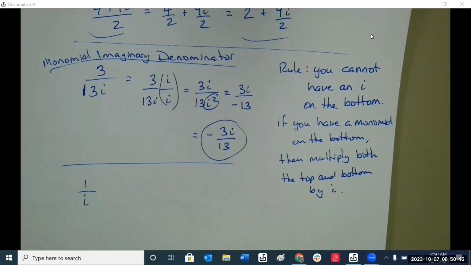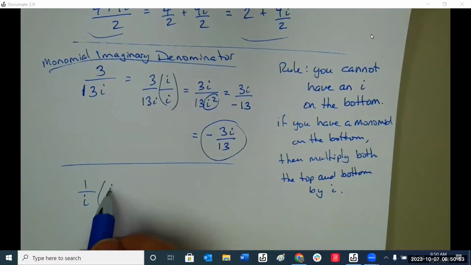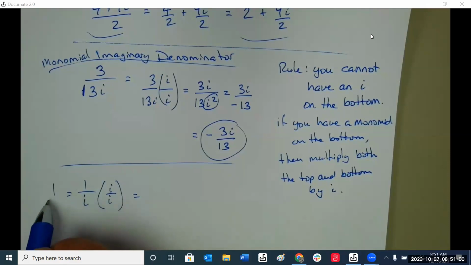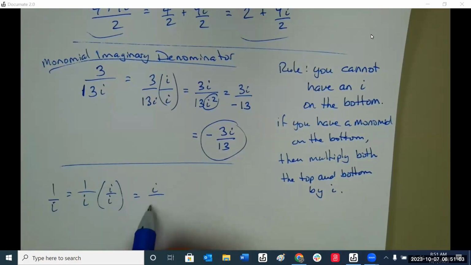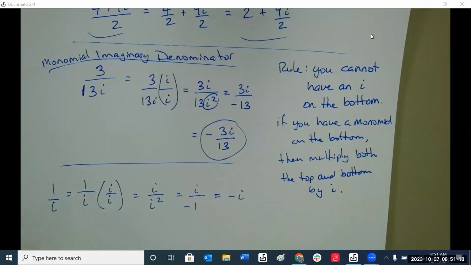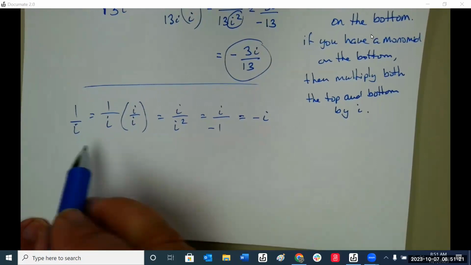What if we had 1 over I? Then multiply I over I. We get I over I squared, which is I over negative 1, which is negative I. Pretty straightforward.